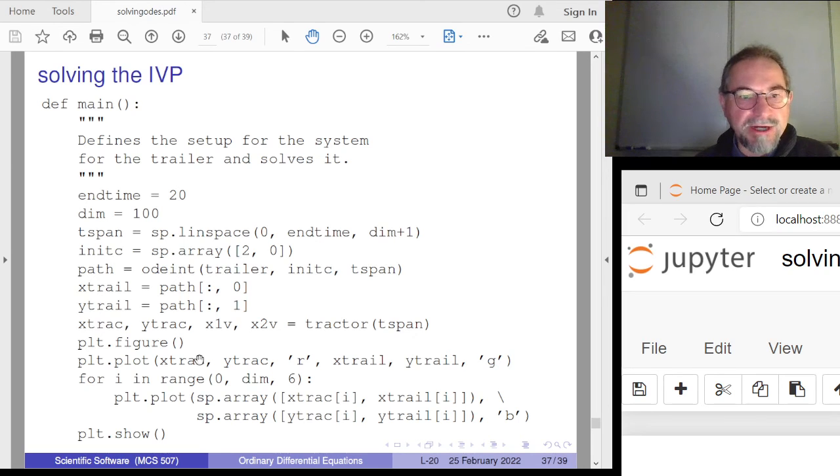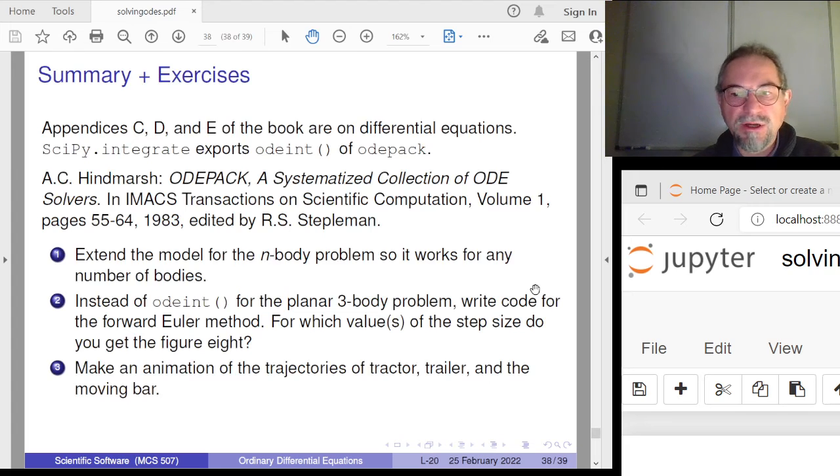So we have the trajectory of the trailer, the X trail and the Y trail, and then the X track and the Y track. And we plot this, and this gave rise to the picture that we saw before.